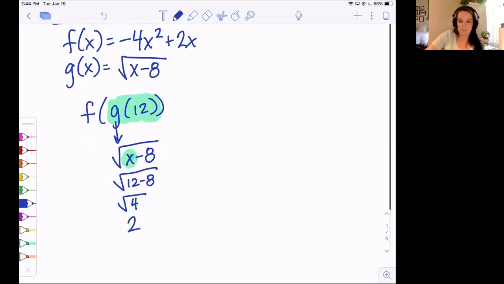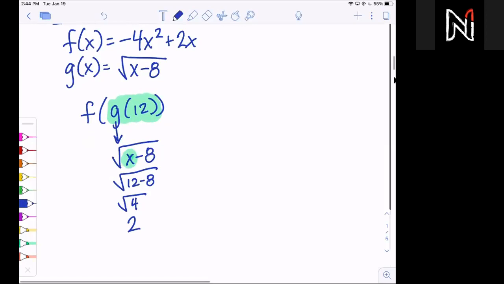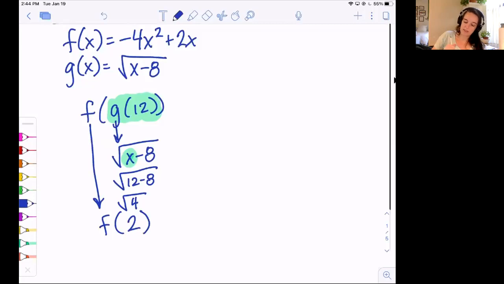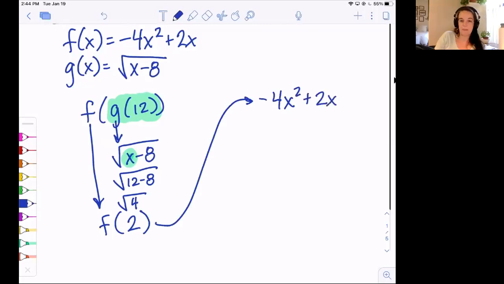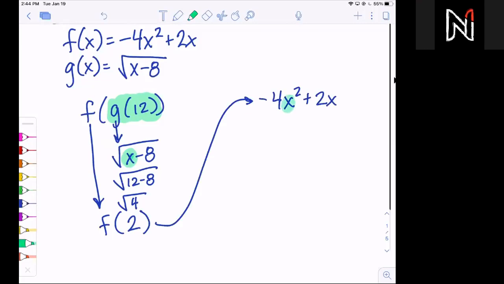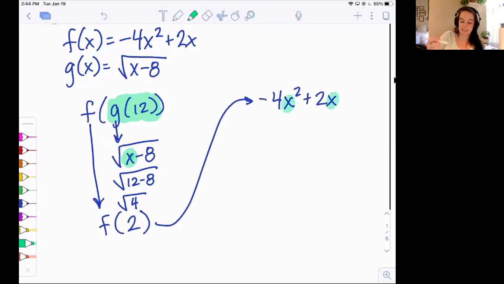Nayeli, you want to help us out? Yeah, so then you bring down the f, so it becomes f of 2. And then you write the equation, negative 4x squared plus 2x. And then for every x you see, you plug 2 in it. I love the way that you said for every x I see, I put in 2, right? Because there's 2 x's here. So I'm going to replace both of them with 2. Did I write it right, Nayeli?